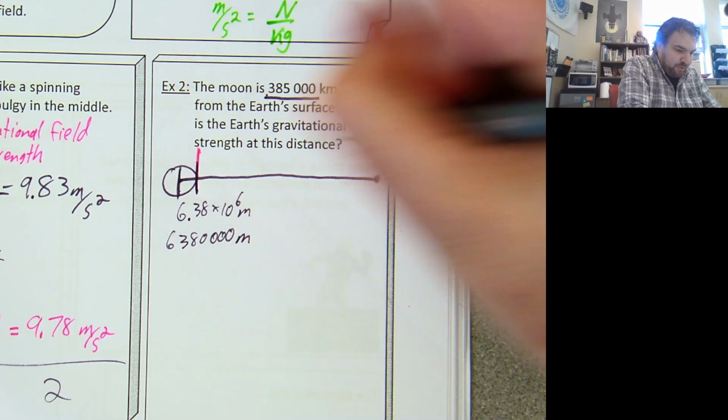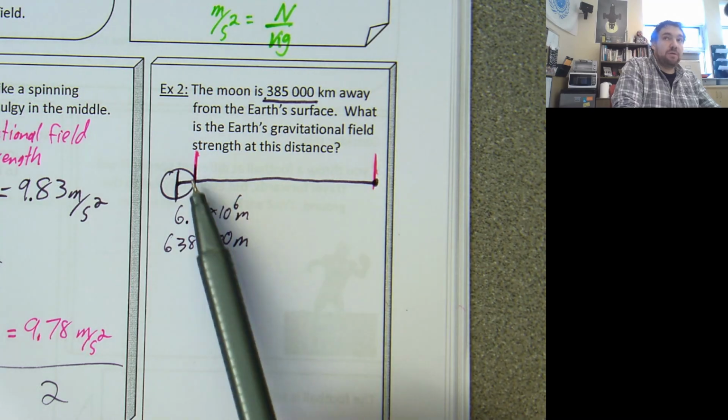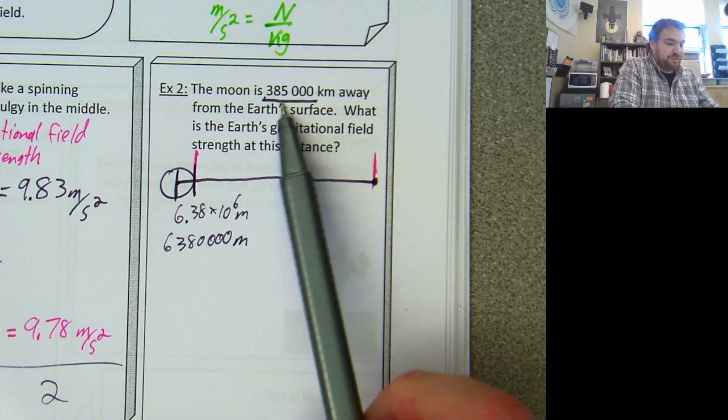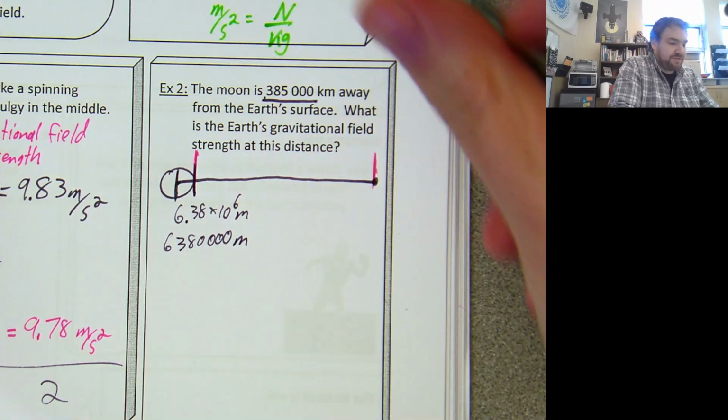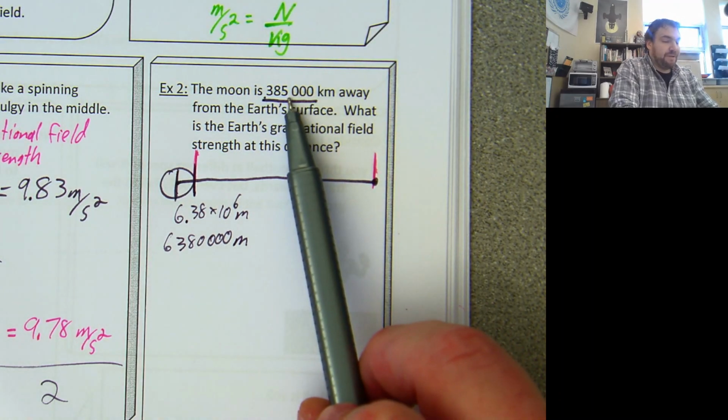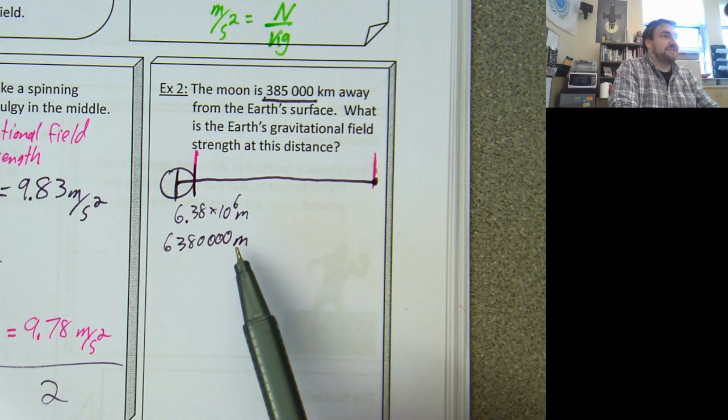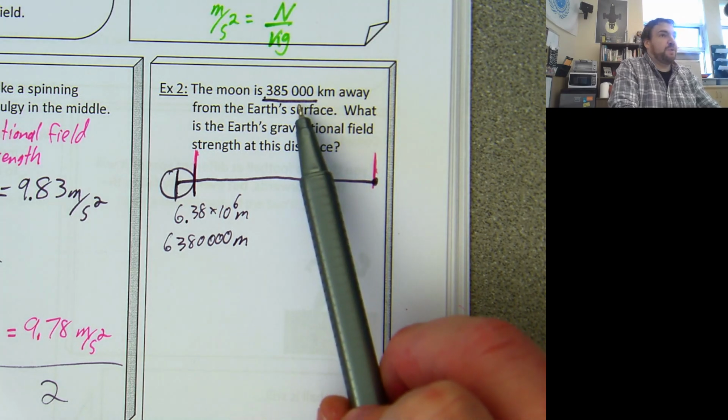And this value in the question we're told is 385,000 kilometers. But if this is in meters, and this is the kind of stuff I'll do to you, if this is in meters and that's in kilometers, what should we do first?